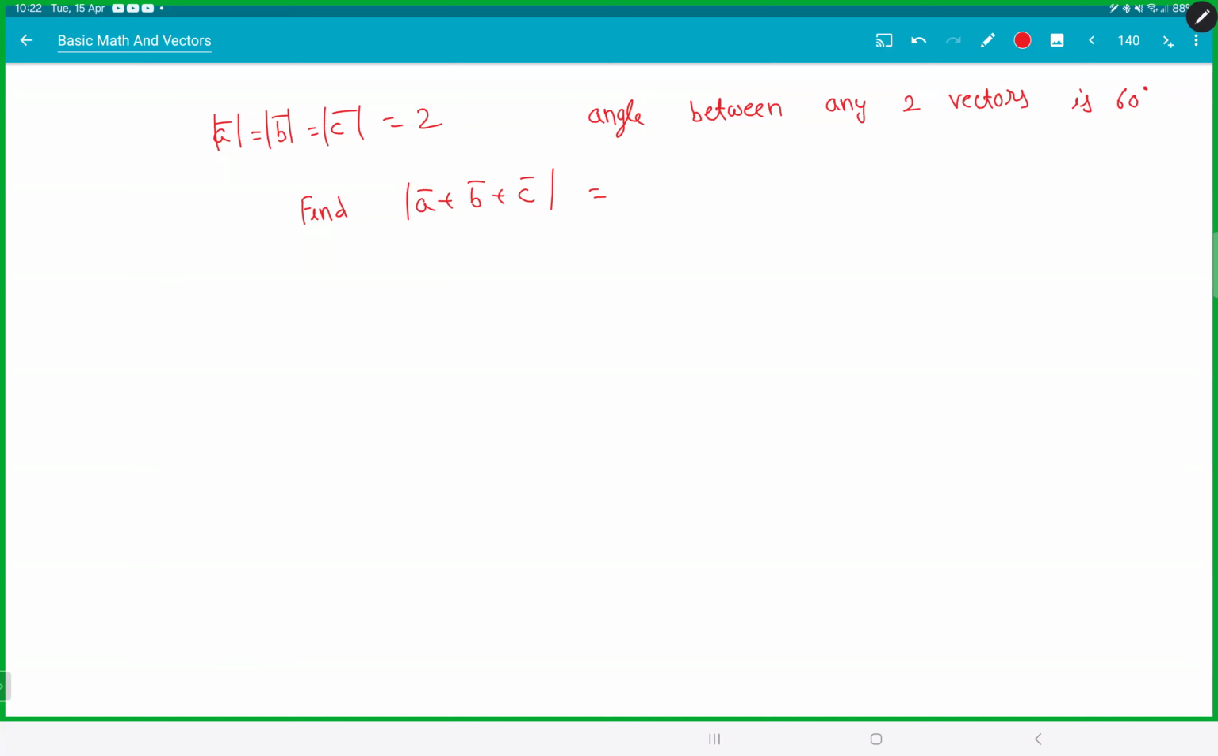Forget about solving the equation. I just want you to tell me how the three vectors will look. Angle between A and B, 60. Angle between B and C, 60. Angle between A and C, 60.